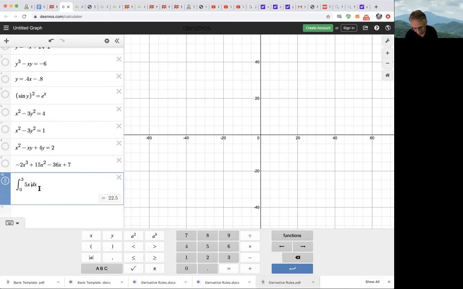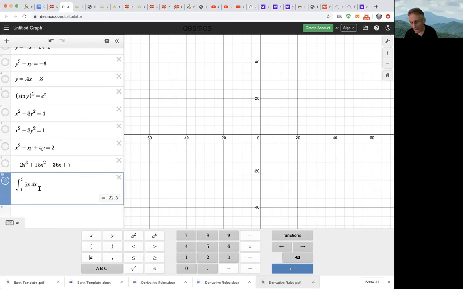That's 22.5. Okay? So on integration, a definite integral, when A and B are there, when those numbers are there, then the answer to your problem should be a number. That is called a definite integral. You're finding the area under a definite interval.